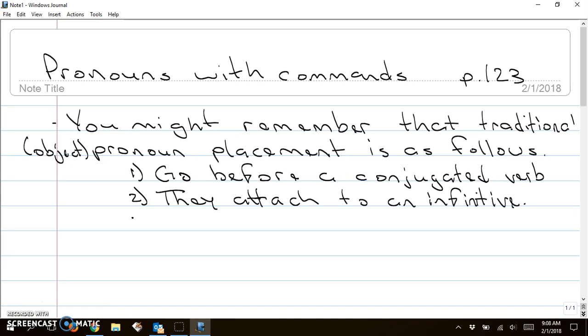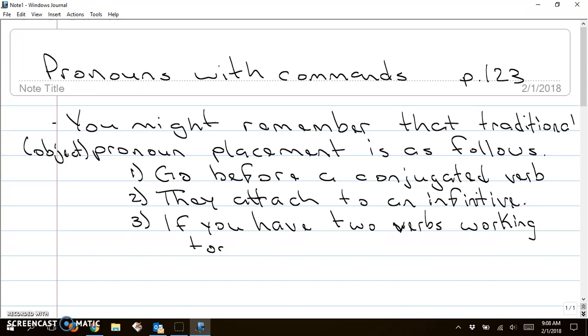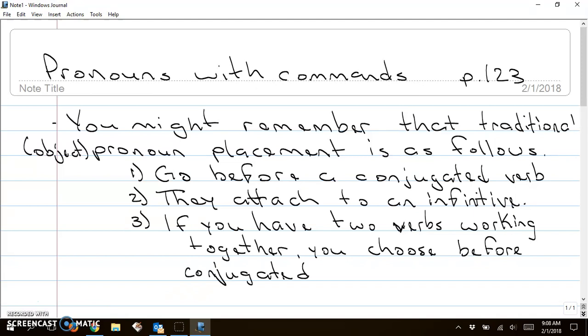First number of your code is a 5. And number three is if you have two verbs working together, you choose before the conjugated or attached to the infinitive.